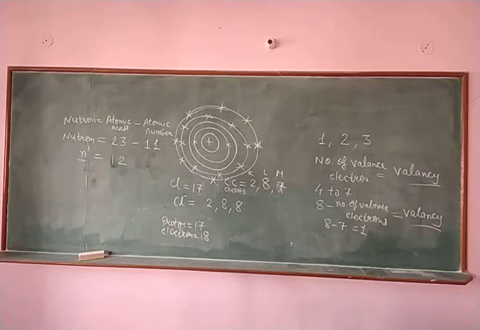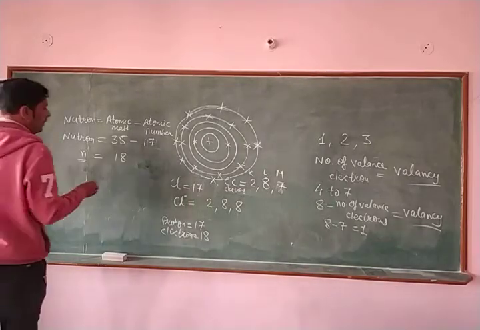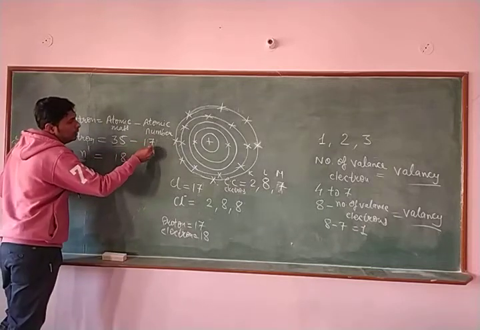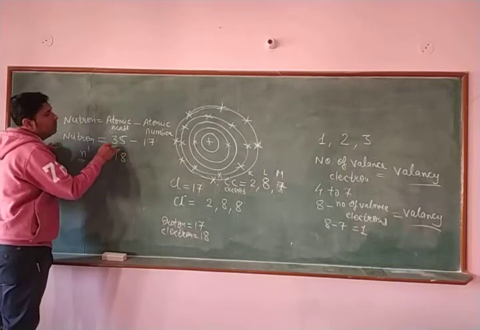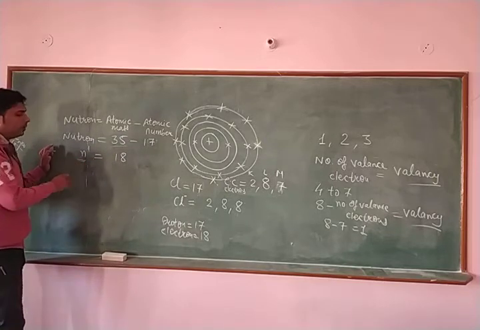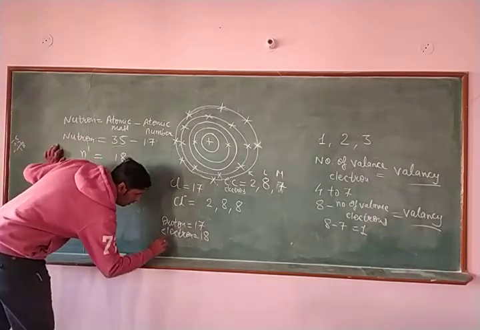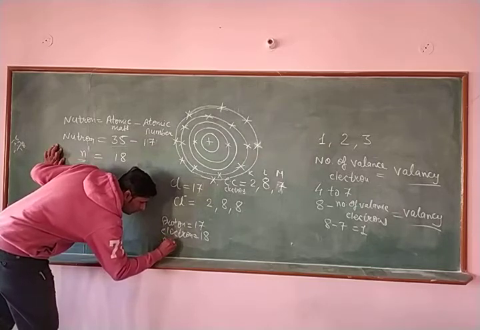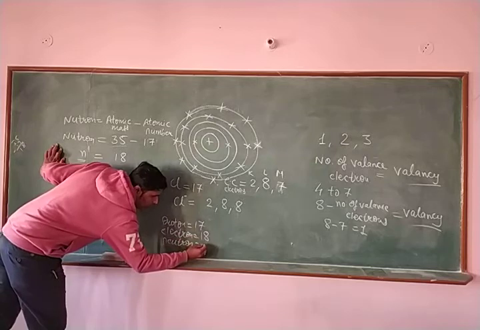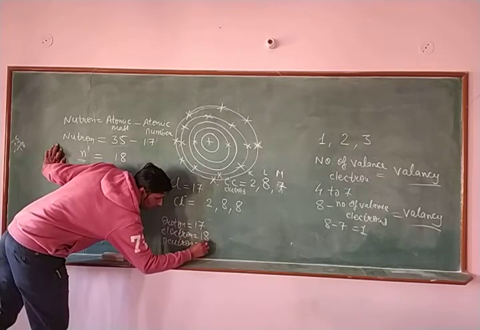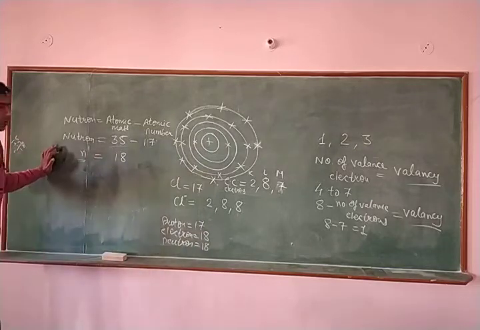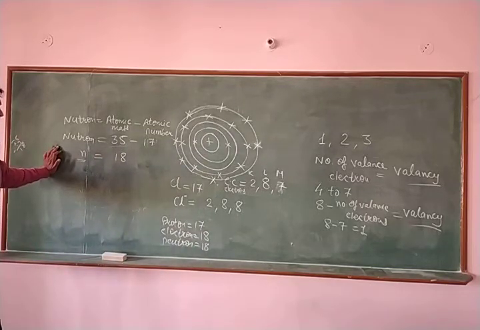Now I have to find out the number of neutrons. So how will I find it? I will put in the value of atomic mass and atomic number for chlorine and find the number of neutrons. The atomic mass of chlorine is 35 and the atomic number of chlorine is 17. When we subtract these values, we get 18 neutrons in the nucleus of the chlorine anion. So 17 protons, 18 electrons and 18 neutrons.